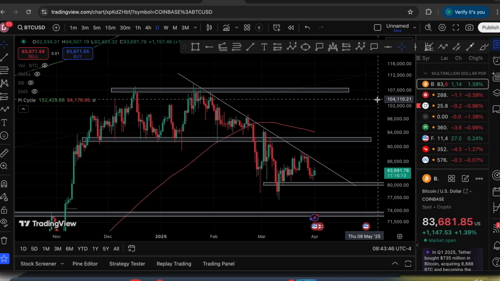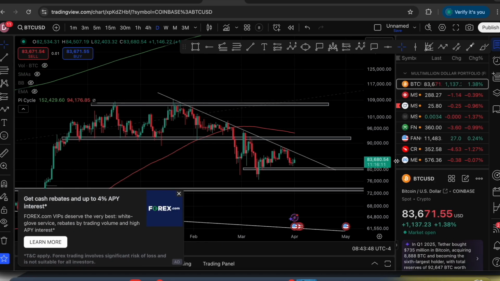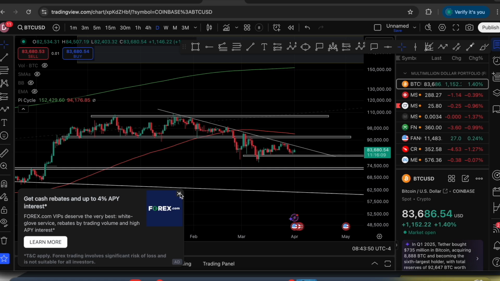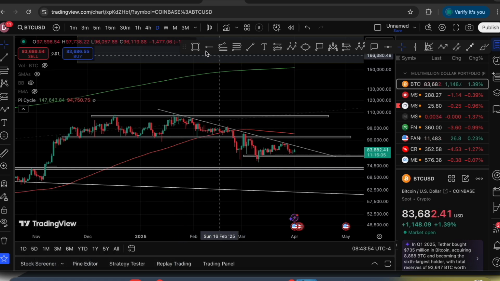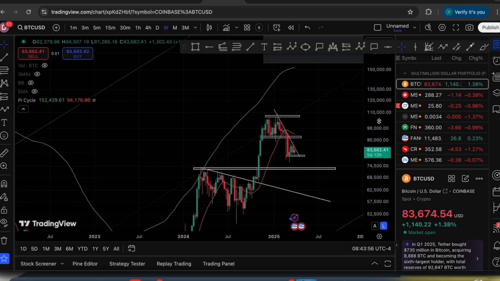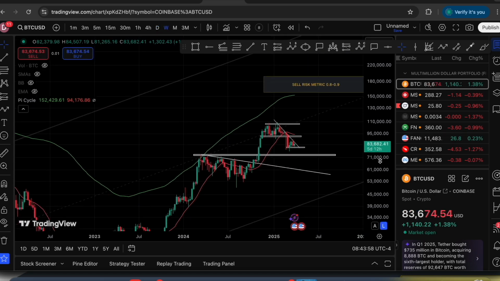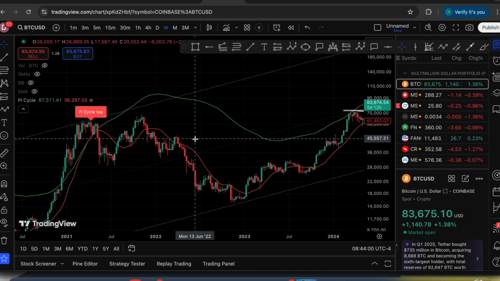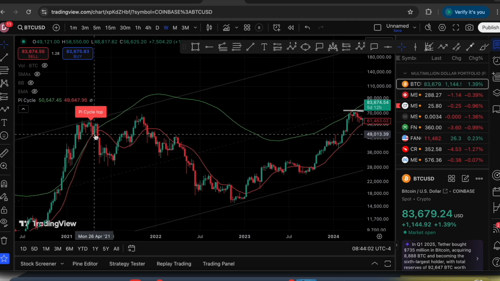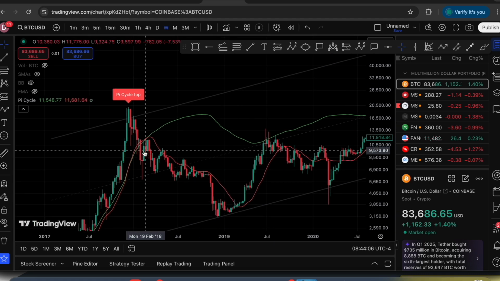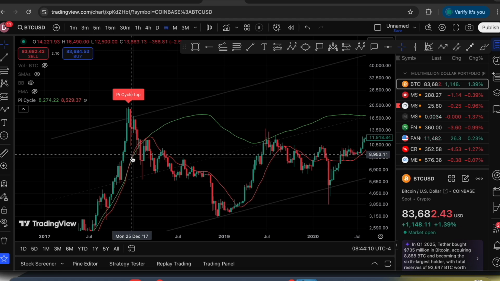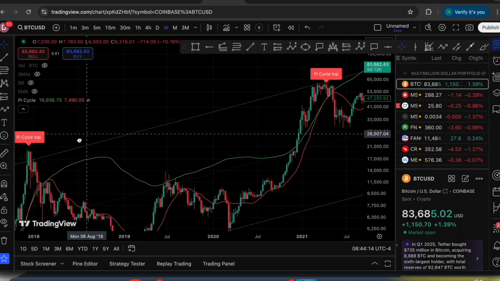In terms of the pi cycle theory, I think we're not even close to topping yet, because these lines usually get closer when you get close to the top. They start getting closer and closer, which we haven't even seen yet. As you can see here, it touched it, it didn't really cross, and the last time the top was called, we actually crossed here. So when these touch or cross, that's usually a sign of the top. That's why it's called the pi cycle top.